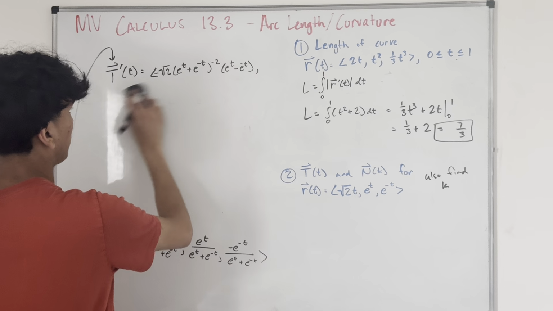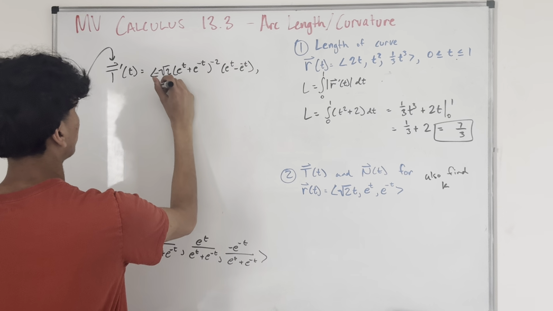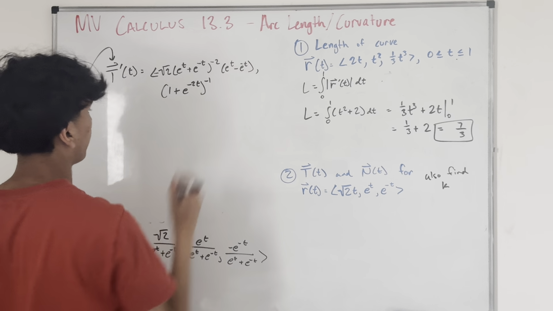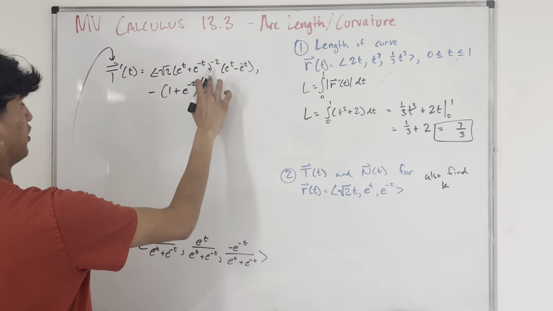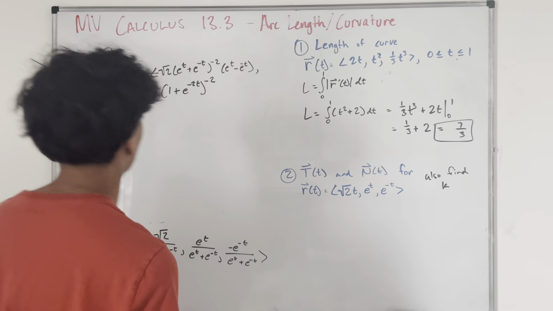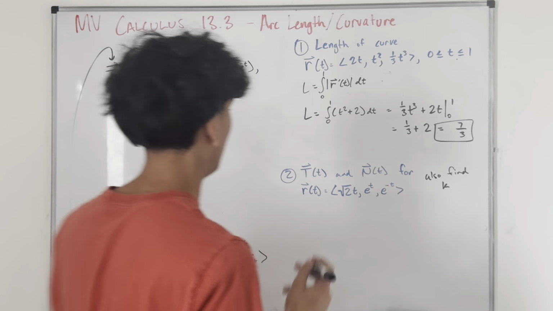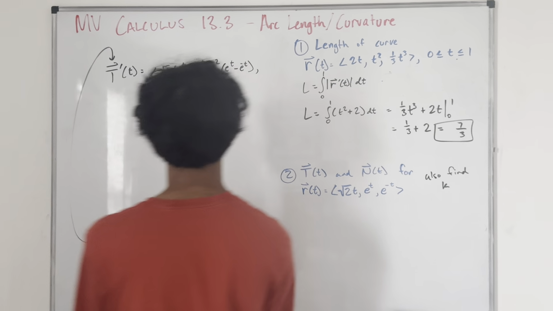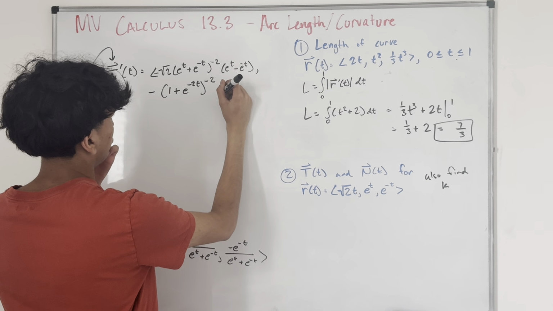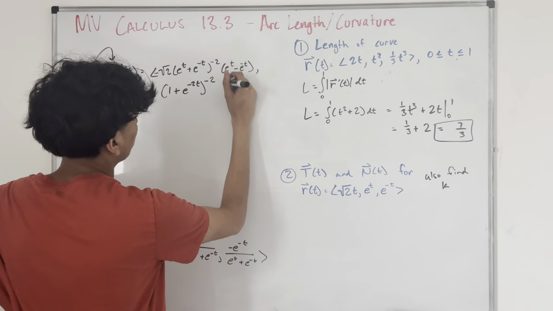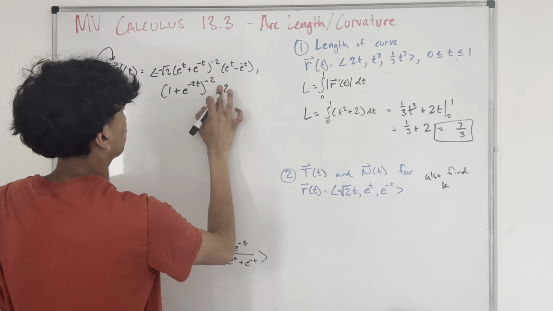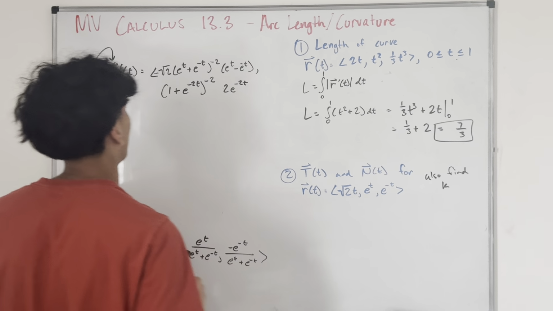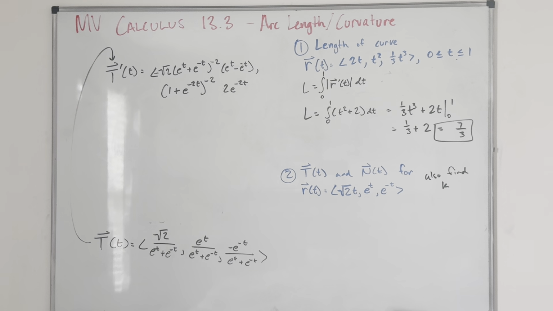I just get 1. So really, I'm taking the derivative of 1 plus e to the negative 2t, to the negative 1. So I'm doing the same thing, right? I do my power rule, and I multiply by the derivative of the inside. The derivative of the inner is just negative 2, so the negatives will actually drop there. 2 times e to the negative 2t. Wow, okay.